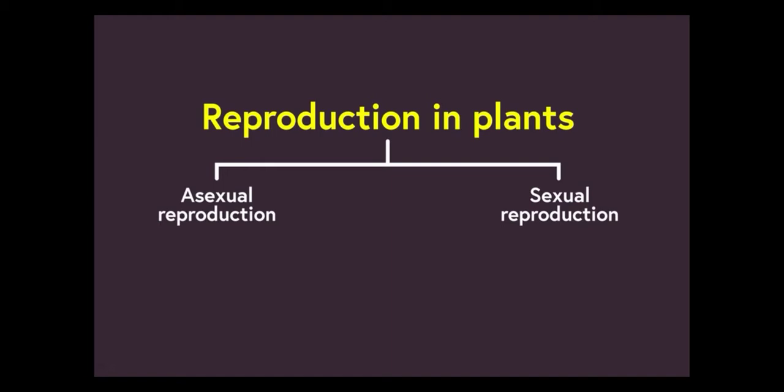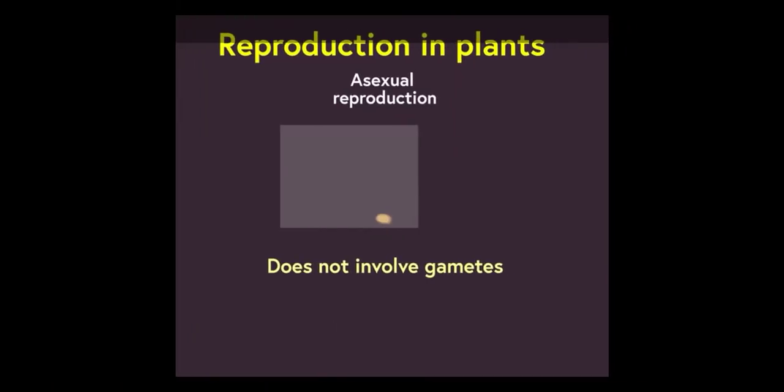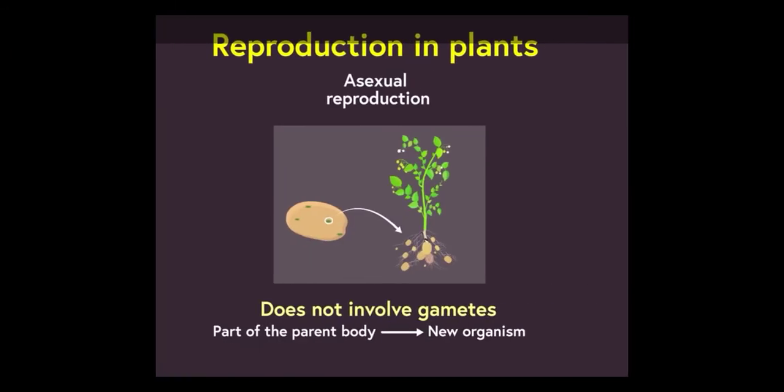Asexual reproduction. As the name suggests, asexual means without sex. In asexual reproduction, the reproduction takes place without sex organs, which means it does not involve gametes. Only the different parts of the plant reproduce their own kind. The parts of the parent body give birth to the new organism.